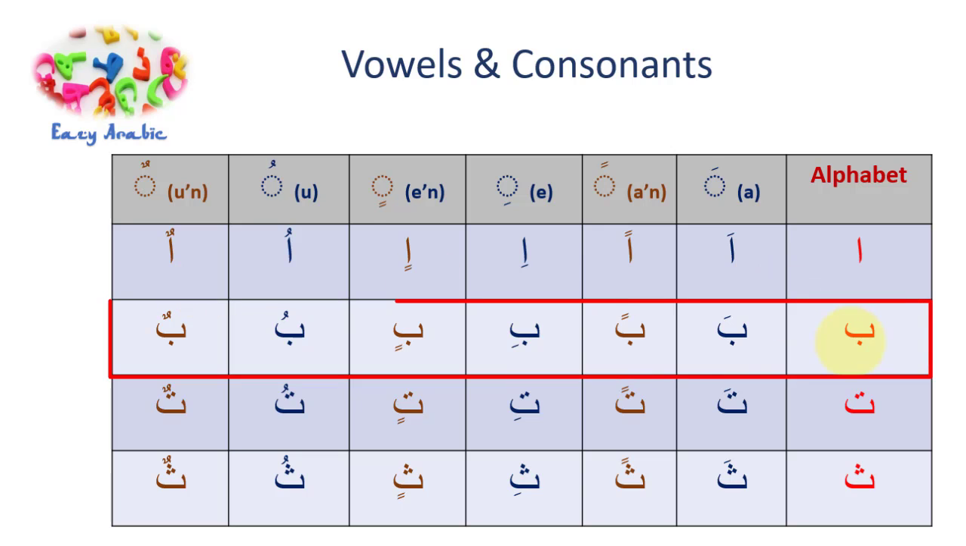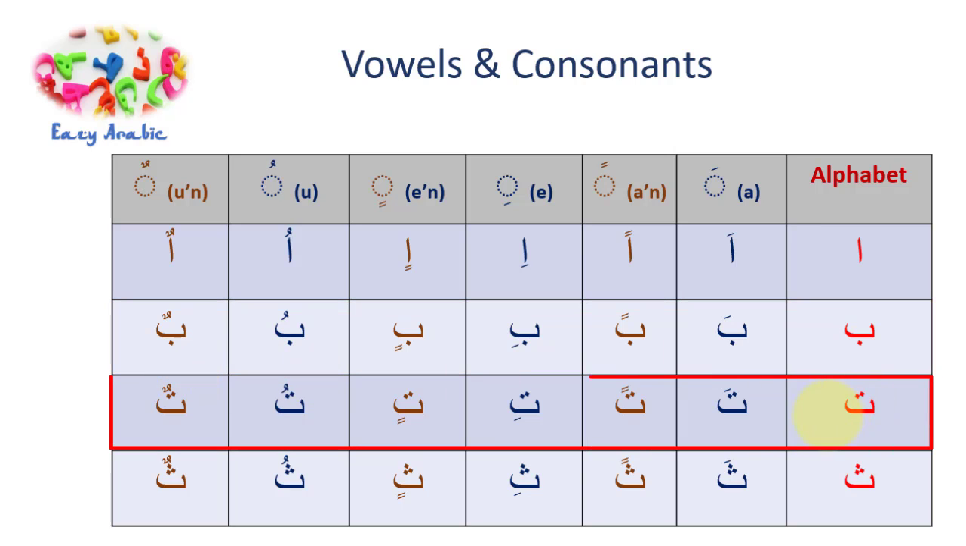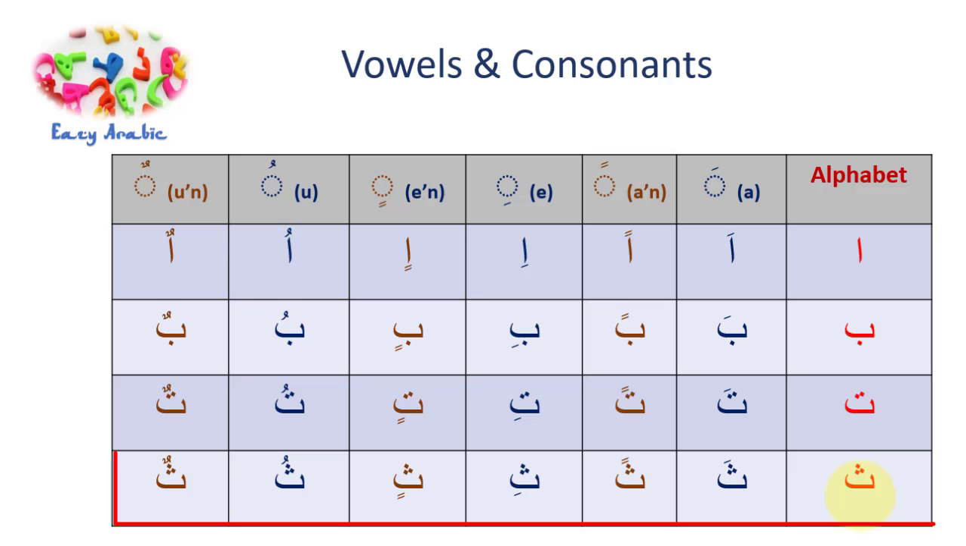Ba, ba, ban. Ba, bi, bin. Ba, bu, bun. Ta, ta, tan. Ta, ti, tin. Ta, tu, tun. Fa, fa, fan. Fa, fi, fin. Fa, fu, fun.